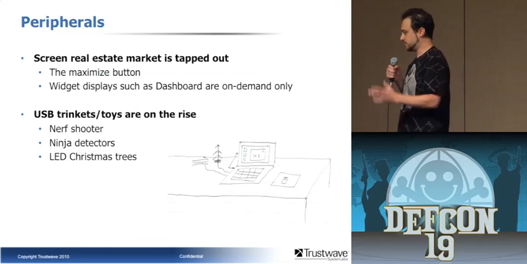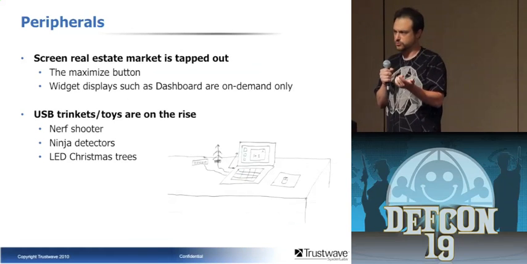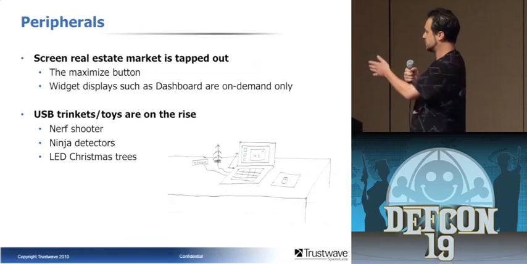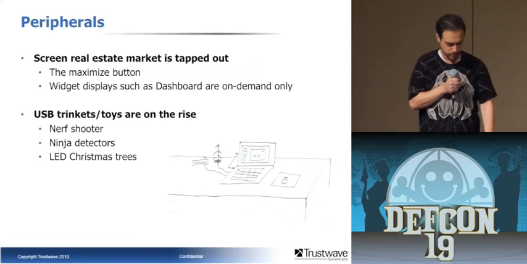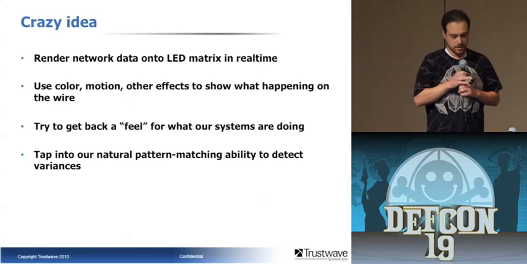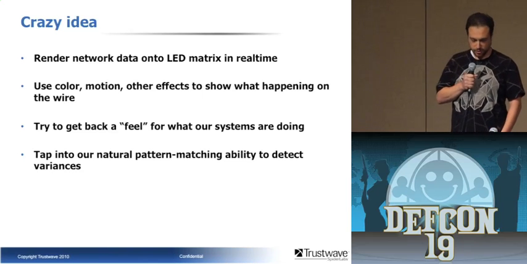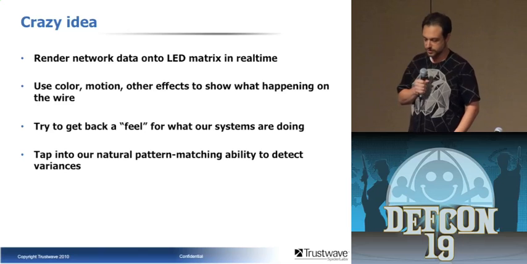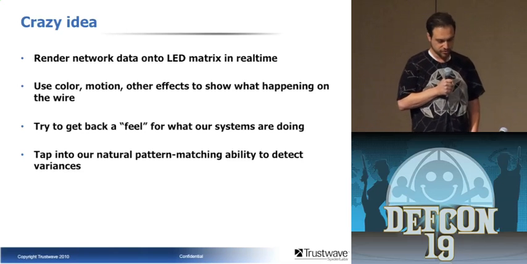There are also little widgets in the system tray where you have about 5 pixels to work with. So I thought, I want something on the desk, because there's actually a lot of room around where the laptop sits. That's another good excuse to do something with Arduino. The crazy idea is I want to render network data on an LED matrix in real time. I want to use colors, motion, any creative thing I can put together to actually show what's happening.